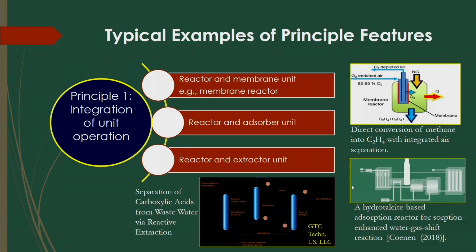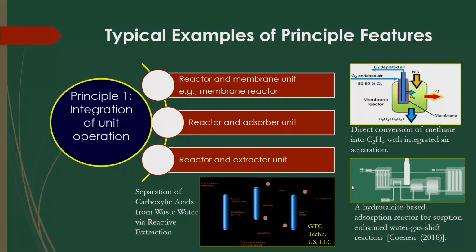So, that is why process intensification should be in an integrated way for the reactor and extraction. That is called the reactive extractor unit. An example here is separation of carboxylic acids from wastewater via reactive extraction. This is also one of the important methods by which you can do process intensification in a simultaneous way for the reaction and extraction process.